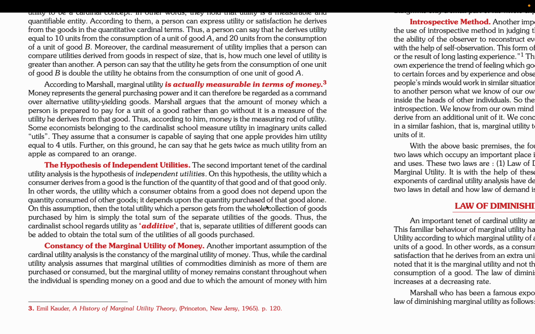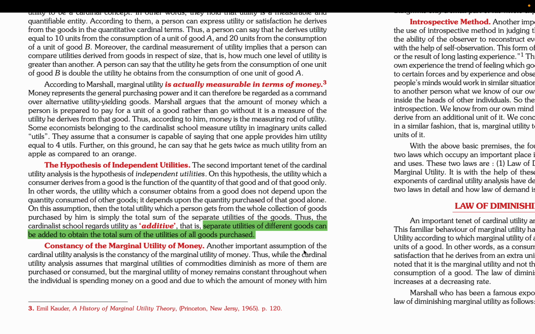On this assumption, the total utility which a person gets from the whole collection of goods purchased by him is simply the total sum of the separate utilities of the goods. So for all the goods that you are buying, you can just sum up their individual utilities to get the total utility that you have derived. Thus, the Cardinalist school regards utility as additive, that is, separate utilities of different goods can be added to obtain the total sum of utilities of all goods purchased.